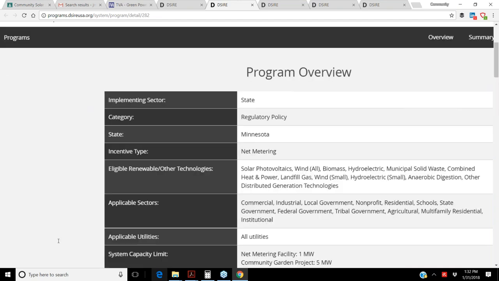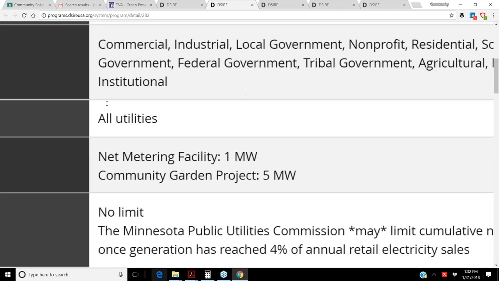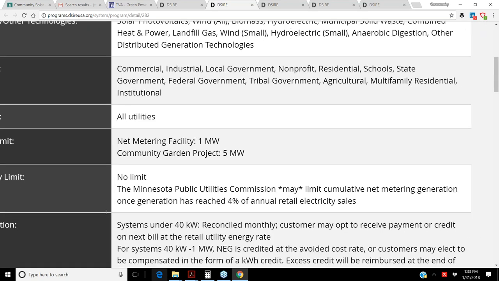So first, let's start out with net metering. This is if you put solar on your own roof, what your compensation rate is. And it says for projects up to 1 megawatt, or community projects up to 5 megawatts. So remember in that Berkshire Hathaway portfolio, the average project size was 3 megawatts. And so this would apply to the Berkshire Hathaway portfolio of the community solar projects.